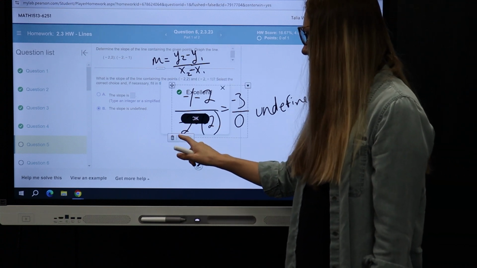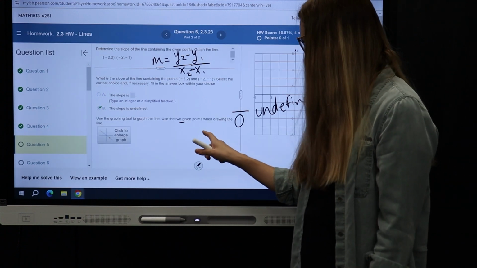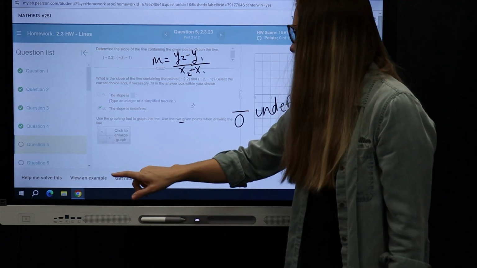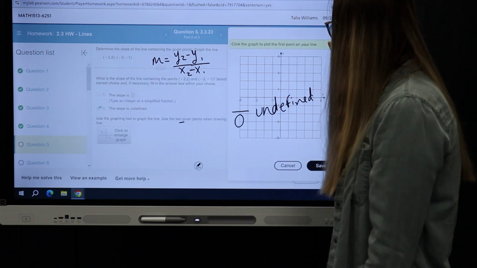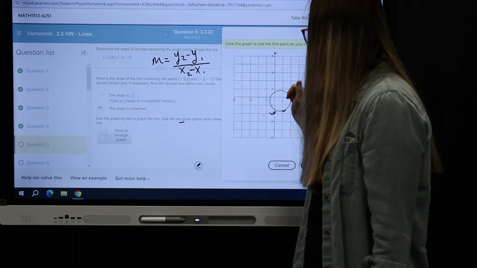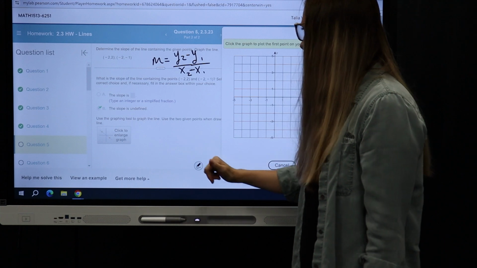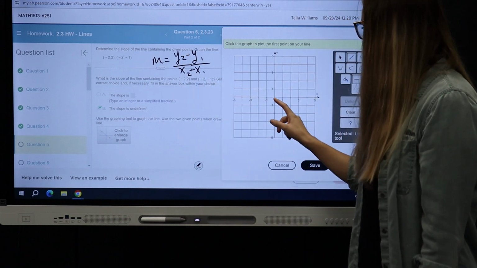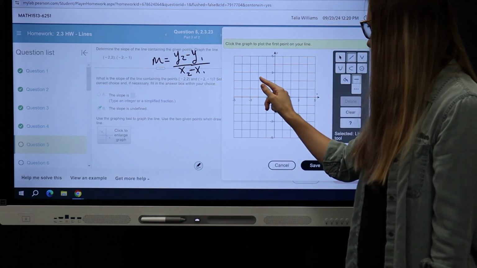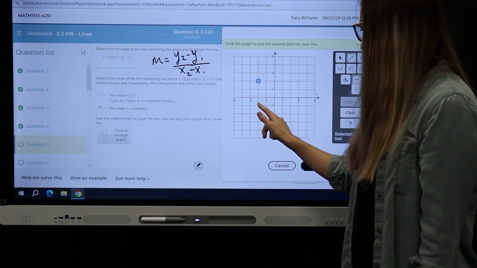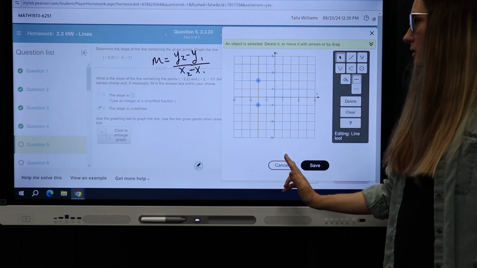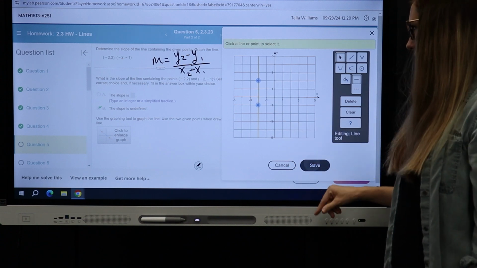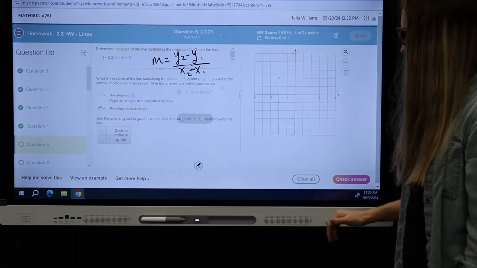When 0's on the top, it's 0. And a line with a 0 is horizontal. A line with undefined is vertical. So -2, +2, -2, -1. So undefined slope is a vertical line. 0 slope is a horizontal line. That's the big takeaway from those two problems.